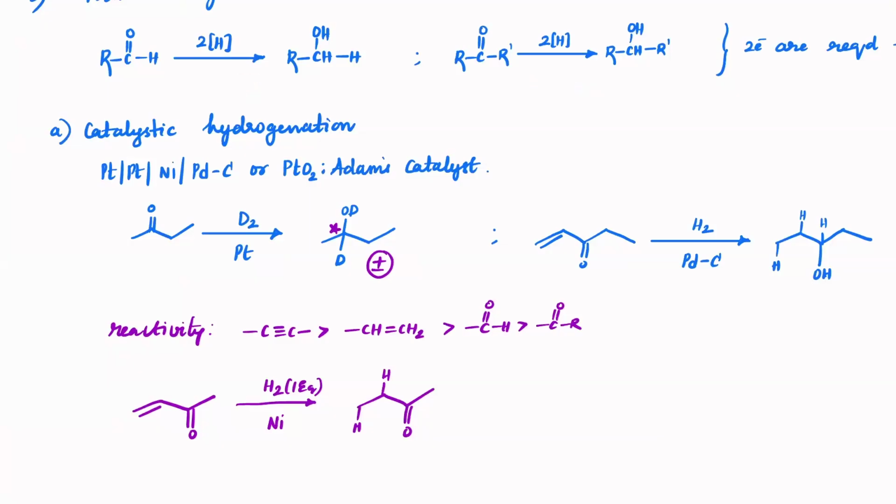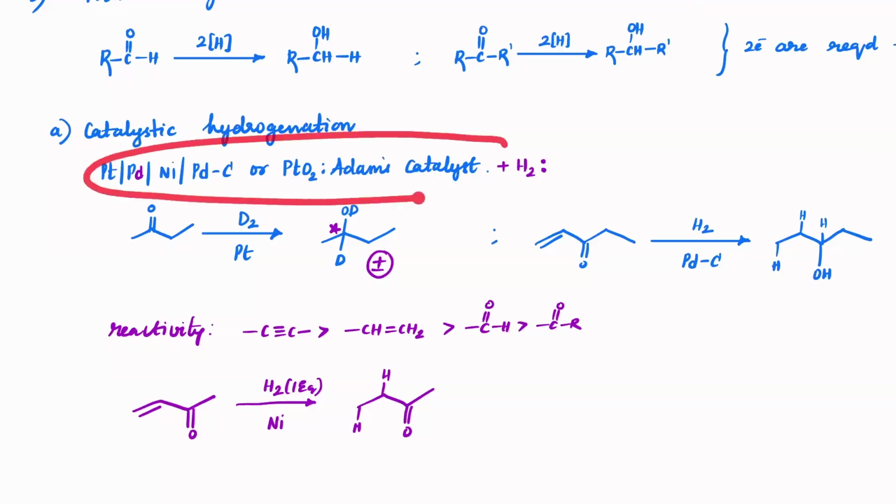Okay. Now, whenever we perform catalytic hydrogenation, which means we have platinum, palladium, right? We write down palladium here. Platinum, palladium, nickel, palladium on carbon, and PtO2, which is also called Adams catalyst. All of these, when you treat them with H2, now this will become a reagent, and this reagent is what we call catalytic hydrogenation.